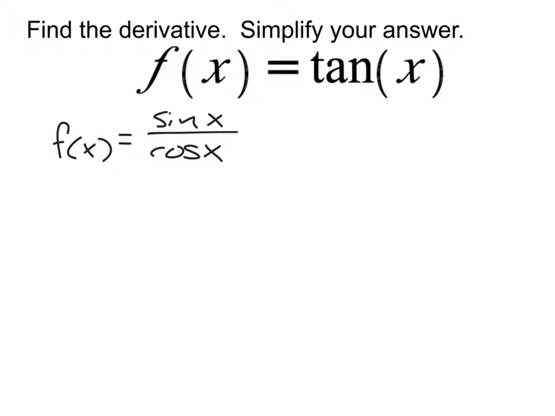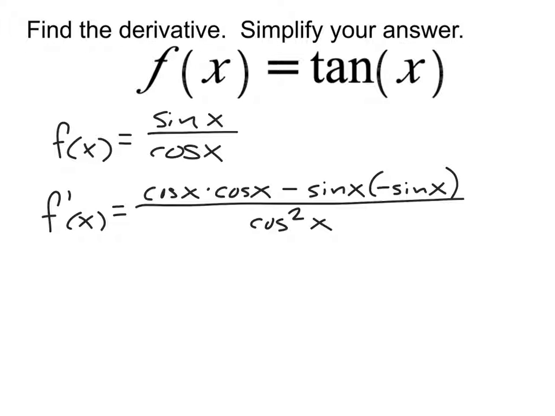So when approaching this problem, we have to start by saying that tangent can be rewritten as something we can work with, because of course tangent we don't know yet. So we turn it into sine over cosine. Now you can go ahead and use quotient rule with the sine x over cosine of x.